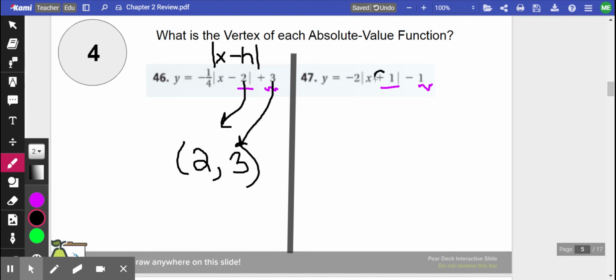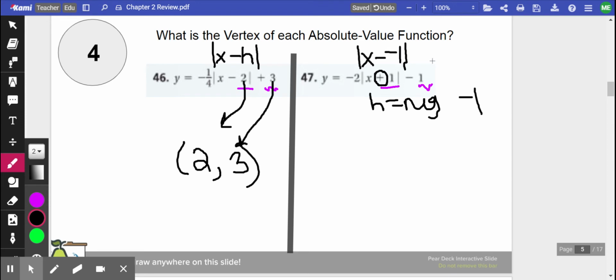Looking at 47, we notice something's a little bit different. Inside the absolute value, they have a plus sign, but the formula for absolute value equations or functions is x minus h. So if I have my operation change, that means I could not have plugged in a positive number. That means that h had to be negative. And in this case, it had to be -1.